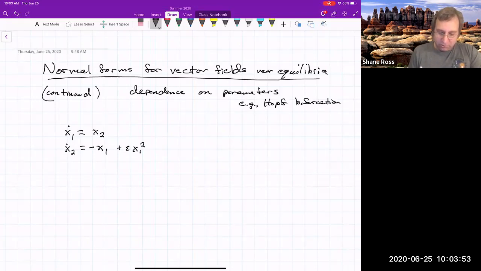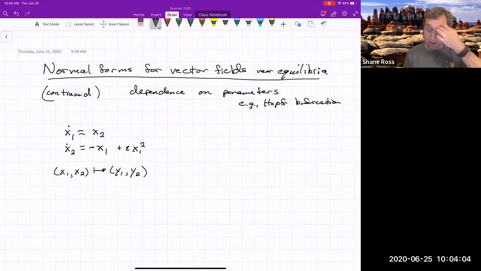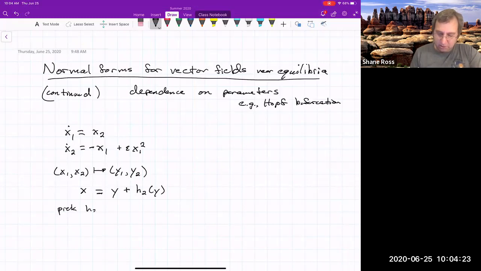We can do a change of variables from X to Y1, Y2, similar to how we have done things. So this goes to Y plus H2 of Y. We can pick H2 to eliminate the second order terms.